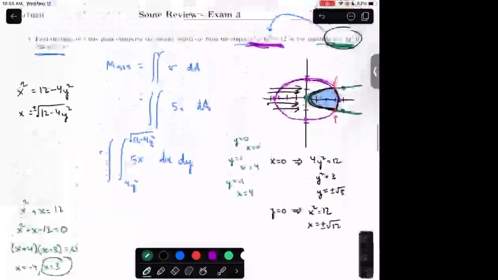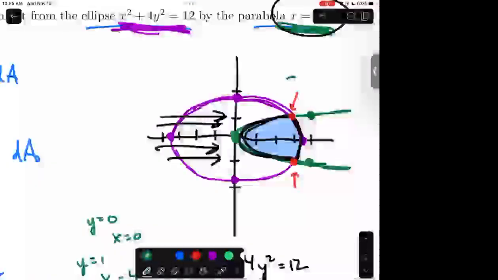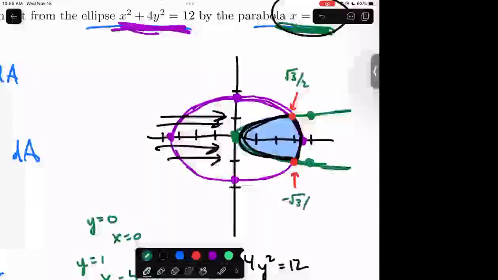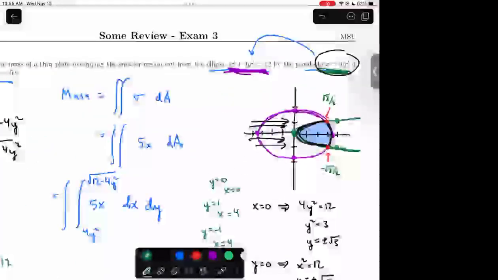And so this upper one here is the positive y value, root 3 over 2. And down here we have the negative value, negative root 3 over 2. These are my y values: negative root 3 over 2 to positive root 3 over 2.